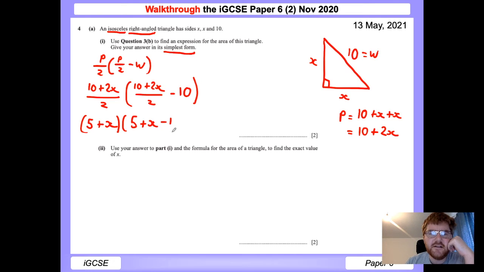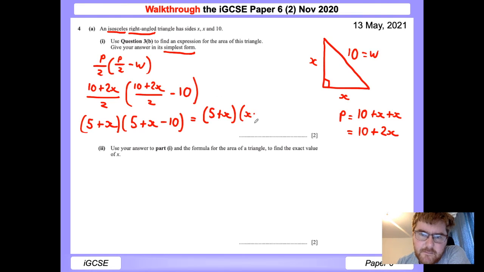5 plus x minus 10. So if we work this out, we then get 5 plus x is going to stay the same for the moment. And 5 plus x minus 10, well, 5 minus 10 is equal to minus 5. So we get x minus 5. Now, I'd be happy that's in your simplest form, but you could also multiply this out using FOIL. So I'll do that as well, to guarantee the method marks.